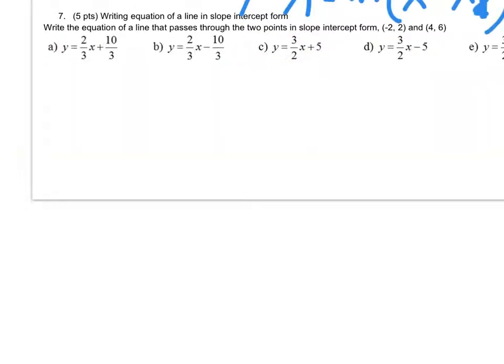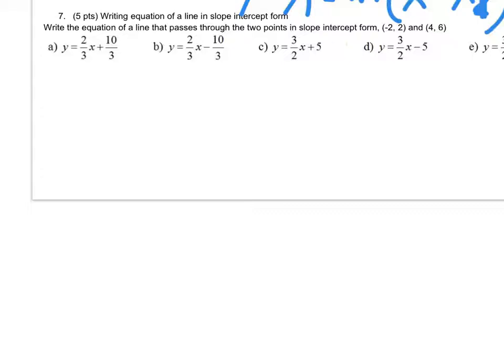Let's take a look at question number 7. It says, writing equation of a line in the slope-intercept form. Alright, so we need to write the equation of a line that passes through the 2 points in slope-intercept form, and here are the 2 points. And so what I'm going to do right off the bat is find m, or the slope. And once we do that, we can figure out what the y-intercept is, or b.